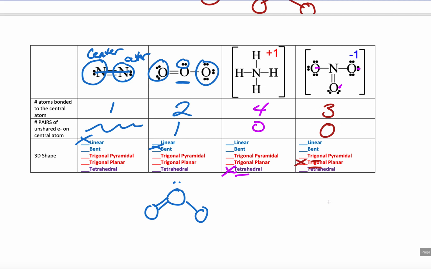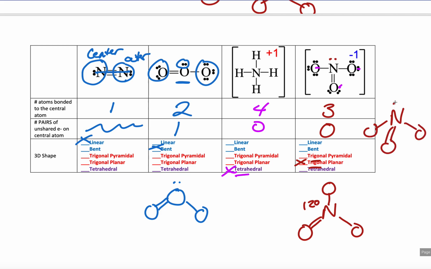If I said redraw this, you would put the nitrogen in the middle, and you would spread these guys out as equally as you can, 120 degrees away from each other. If those electrons were there, then it's a different story. If they were there, then it would look like a pyramid because of them. But since they're not there, we don't see that. It's planar. It looks like this.